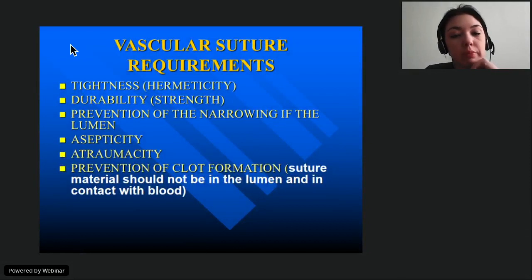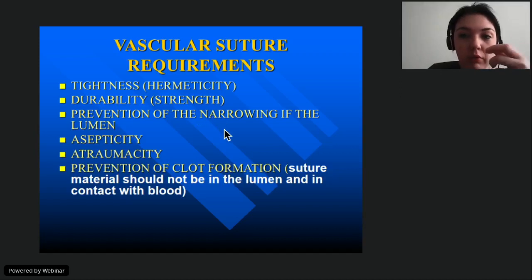So vascular suture. What are the requirements of vascular suture? First of all, it is tightness, hermeticity, because blood vessels contain blood. Blood is a tissue, but still it is a liquid tissue. And to prevent leakage of blood, vascular suture should be tight. Then durability or strength. Then prevention of the narrowing of the lumen. For this, we have special tips. We'll discuss it later. Then asepticity, atraumaticity, and prevention of clot formation.